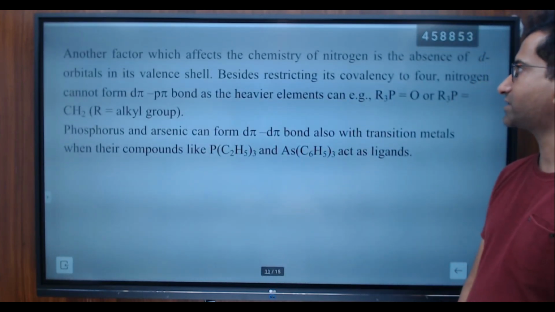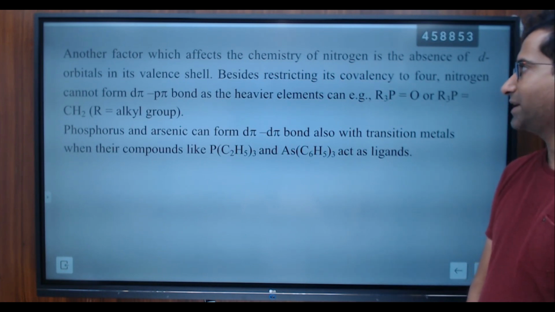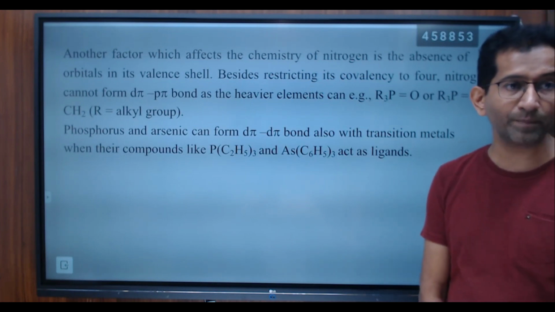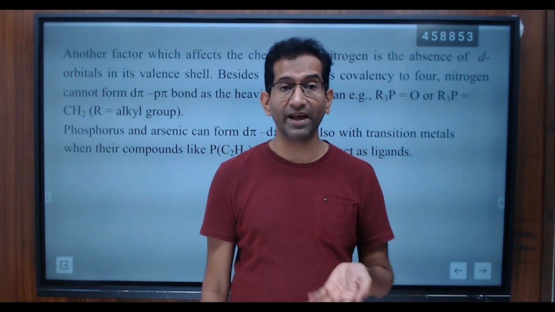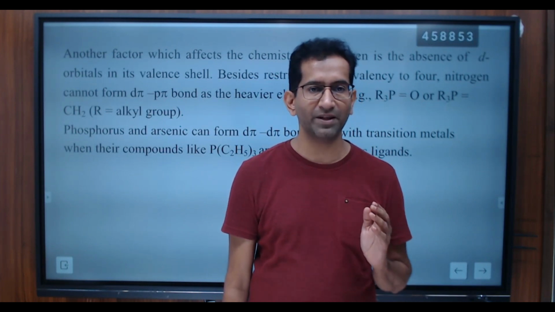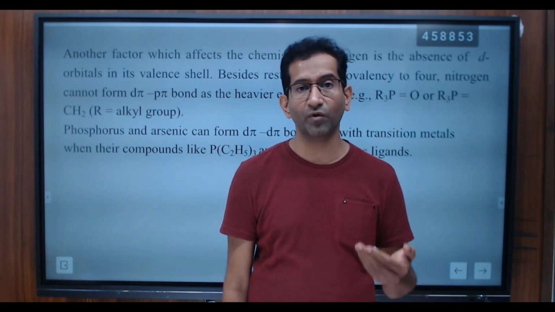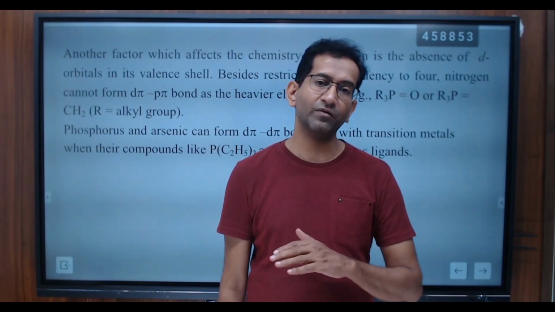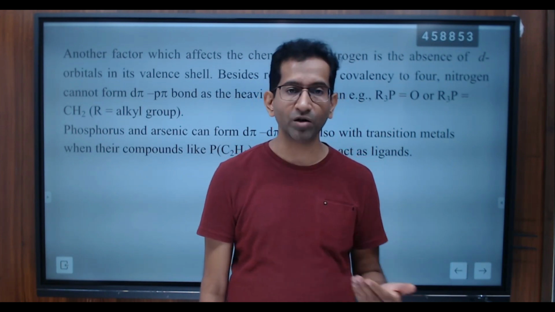Another factor which affects the chemistry of nitrogen is the absence of d orbitals in its valence shell. Besides restricting its covalency to 4, nitrogen cannot form dπ-pπ bonding. Of course, for dπ-pπ bonding, d orbitals should be there, but there are no d orbitals present in nitrogen, so no dπ-pπ bonding will be there. Secondly, phosphorus, arsenic, antimony have their principal quantum numbers 3, 4, 5, and due to that they have 3d, 4d, 5d orbitals, and with that they can form dπ-pπ overlapping, and they can form such extra bonds also.